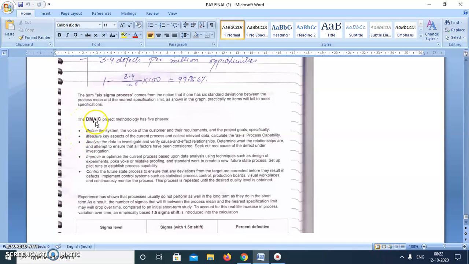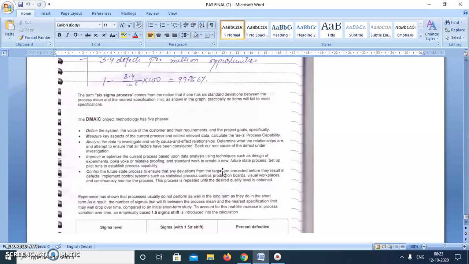So what is the methodology we need to follow in the Six Sigma process? It is DMAIC. D is define the system, measure key aspects, analyze the data, improve or optimize, and then control. What we are saying is this process should be followed in the industry so that the variability is reduced to a minimum, so that with mean plus minus 6 sigma as the range for specification limits, we get 3.4 defects per million, which is very low.